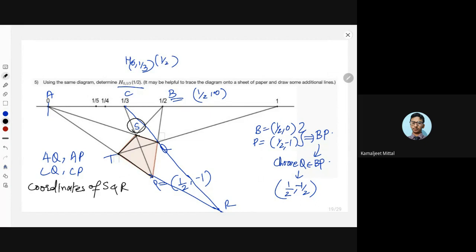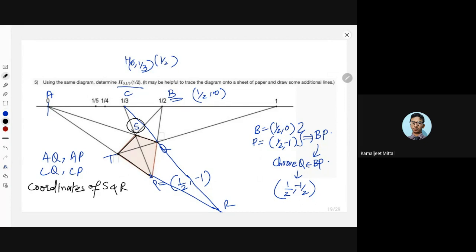So R is nothing but the intersection of CQ, sorry, R is the intersection of CQ with AP. So you have the equation of both of the lines, and now you need to find the point which satisfies both of the equations. So you know how to find R, and you can find S also, which is nothing but CP intersection with AQ. Okay, so you will find S also.